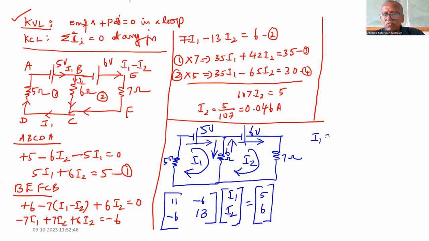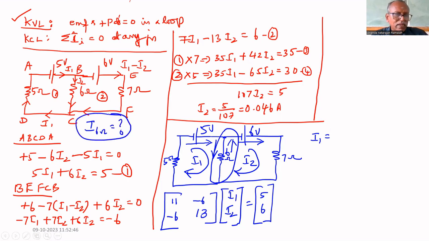Therefore, I2 equal to what? I1 equal to what? We have to find both, because the current through 6 ohm we have to find. The question is I 6 ohm equal to what? I2 we have to find. I didn't mention that. We have to find the current through 6 ohm. Here also we have to find current through 6 ohm. That is I1 minus I2. Therefore, we have to find both.